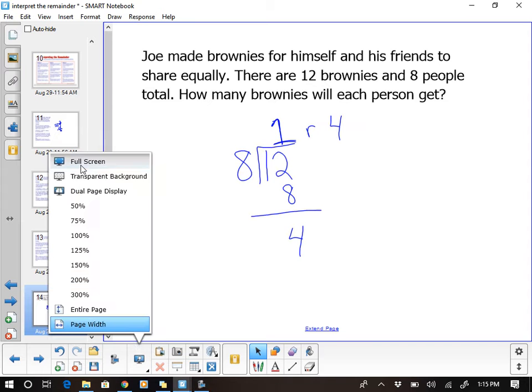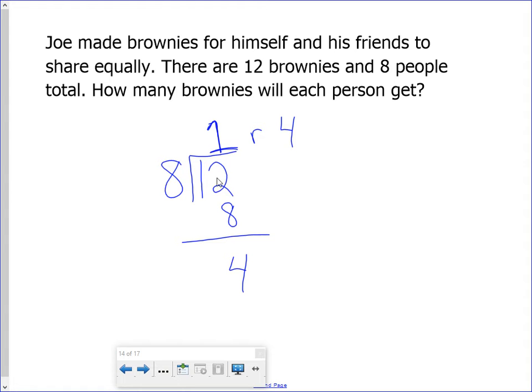Okay, so for this problem, we would do 12 divided by 8, which we would get 1 remainder 4. So how many brownies does each person get? Well, they for sure get 1, but I have 4 brownies left over. Because brownies can be easily shared, we could cut these 4 brownies into 8 pieces, which would be half. So your final answer should be each person gets 1½ brownies.